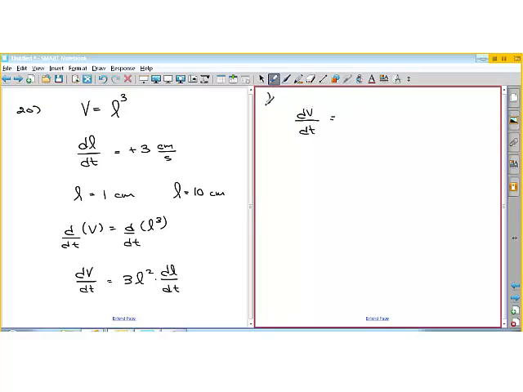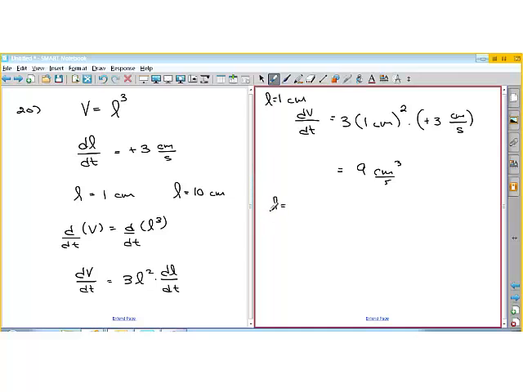So for the first case, if L equals 1 centimeter, we get 3 times 1 centimeter squared times the rate of change, which is plus 3 centimeters per second. 3 times 1 times 3 is 9 centimeters cubed per second, because centimeters times centimeters squared is centimeters cubed. So that's problem number 20. Let's check that out. So we get 9. Okay.